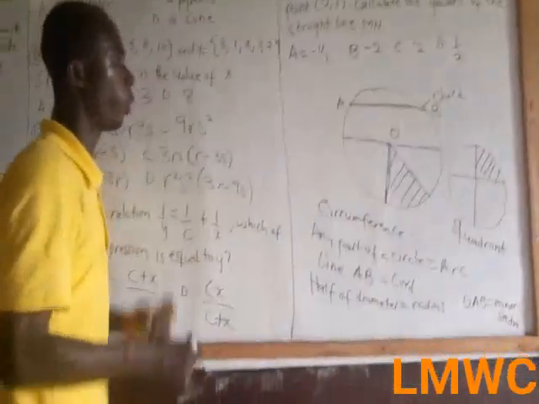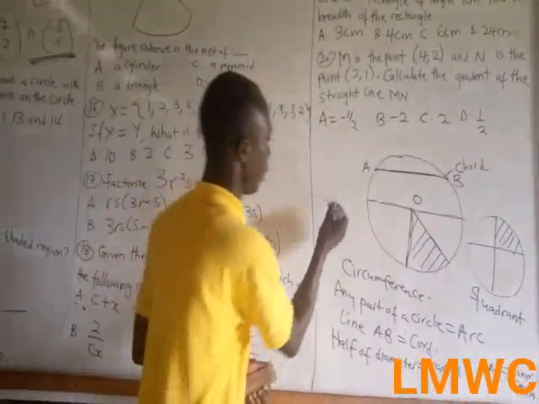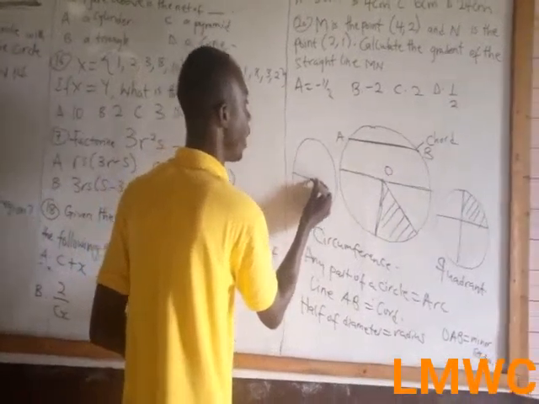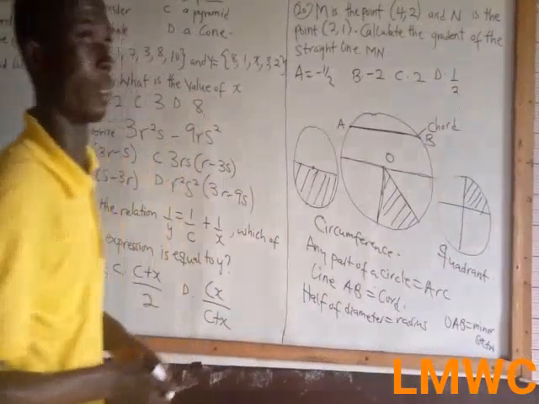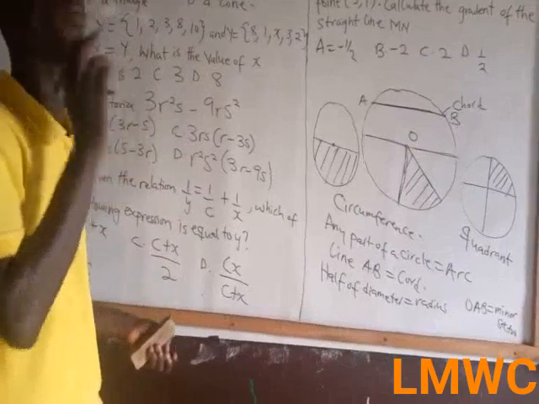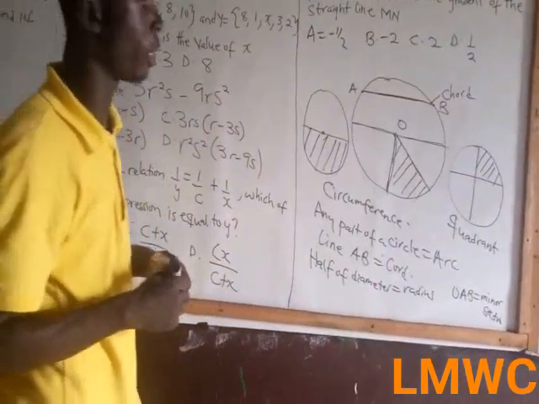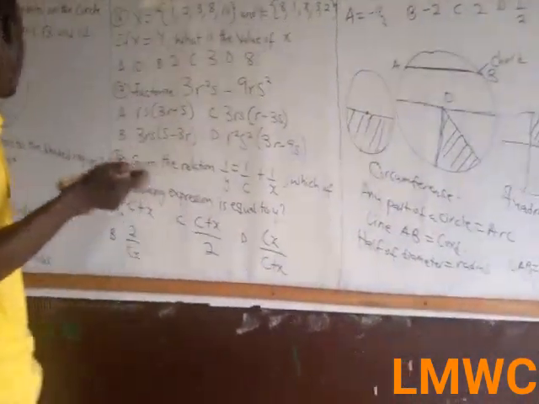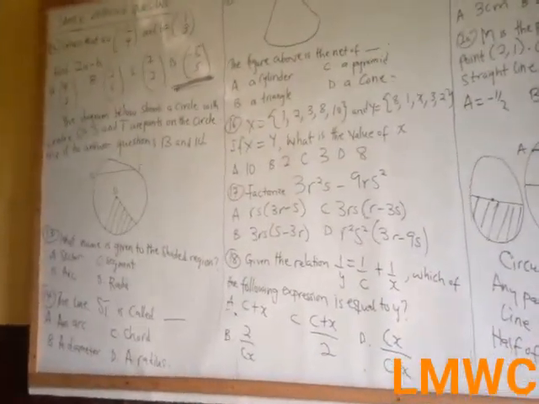And also, we have segments. Once I draw my circle like this, and this, we know this is the diameter. This is a segment. And always, if a circle is divided into two equal parts, we call it a semicircle. I believe I have explained the parts of a circle. I just wanted you to get a brief understanding.